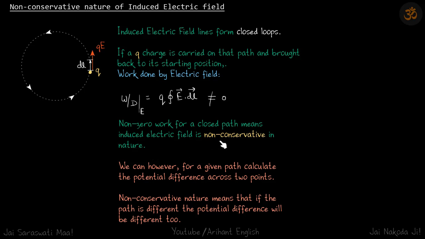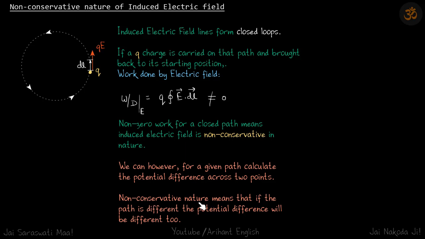This is in contrast with electric field due to static charges. That was conservative, but induced electric field is non-conservative. We can, however, for a given path, calculate the potential difference across 2 points. Suppose you take one point here and another point here. If you do qE dot dl for this path from here to here, you will get some value. Whatever that value is, that is the potential difference between these 2 points, if the charge is carried on this path. Now again, this is non-conservative in nature.